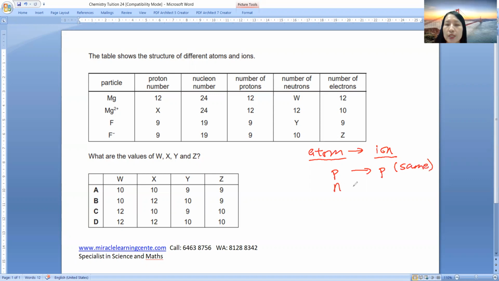How about the neutrons? Does it change or does it remain the same, the number of neutrons? Yes, you're right. It remains the same. So the number of neutrons remains the same when it changes from an atom to an ion.